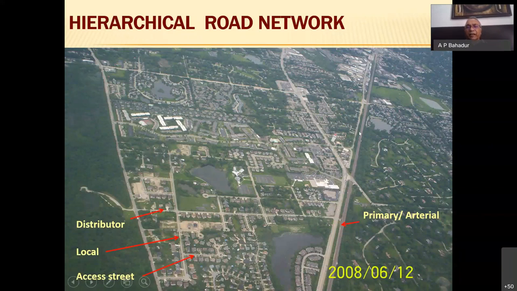This is your major arterial, which, if it's an urban situation, will be an arterial, or if it's a rural situation, it can be an expressway type. Then you have a distributor. So as you can see here, the distributor is meeting the arterial. Then you have the local street, and then you have the access street, as you can see here. So the access street is not directly meeting the arterial.